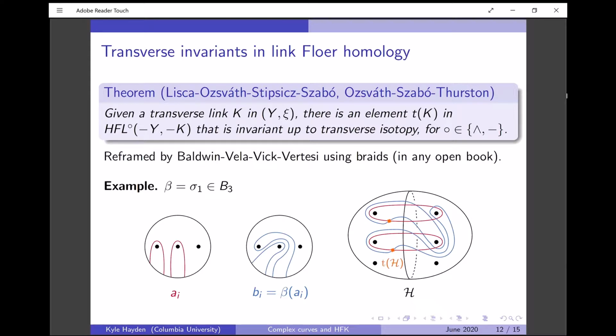And so that's what we have here depicted in blue, and together this naturally sets up a Heegaard diagram for this knot in S^3, or in this case, this link in S^3, and there will be a unique generator supported on the left side of the diagram, and that's going to correspond to the transverse element, the transverse invariant in link Floer homology.